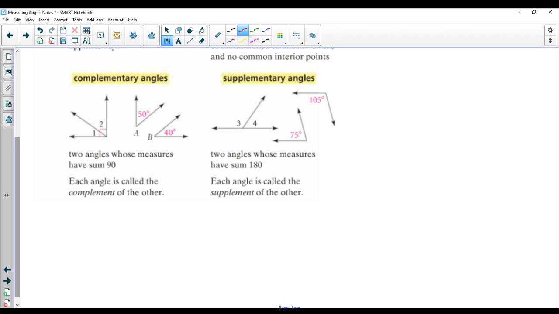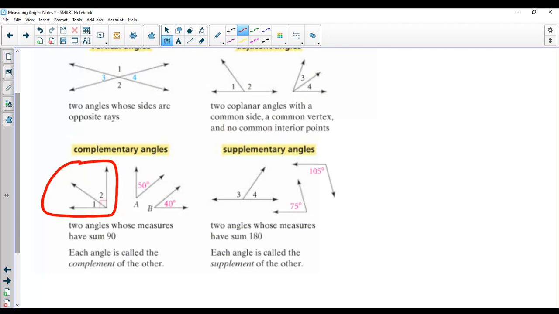You'll see one way where the angles are adjacent. In other words, they touch each other. And they add up to 90. Or sometimes they don't even have to touch and they can add to be 90 degrees, okay? That's an important distinction to make. They don't have to touch to be complementary. They do have to touch to be adjacent.